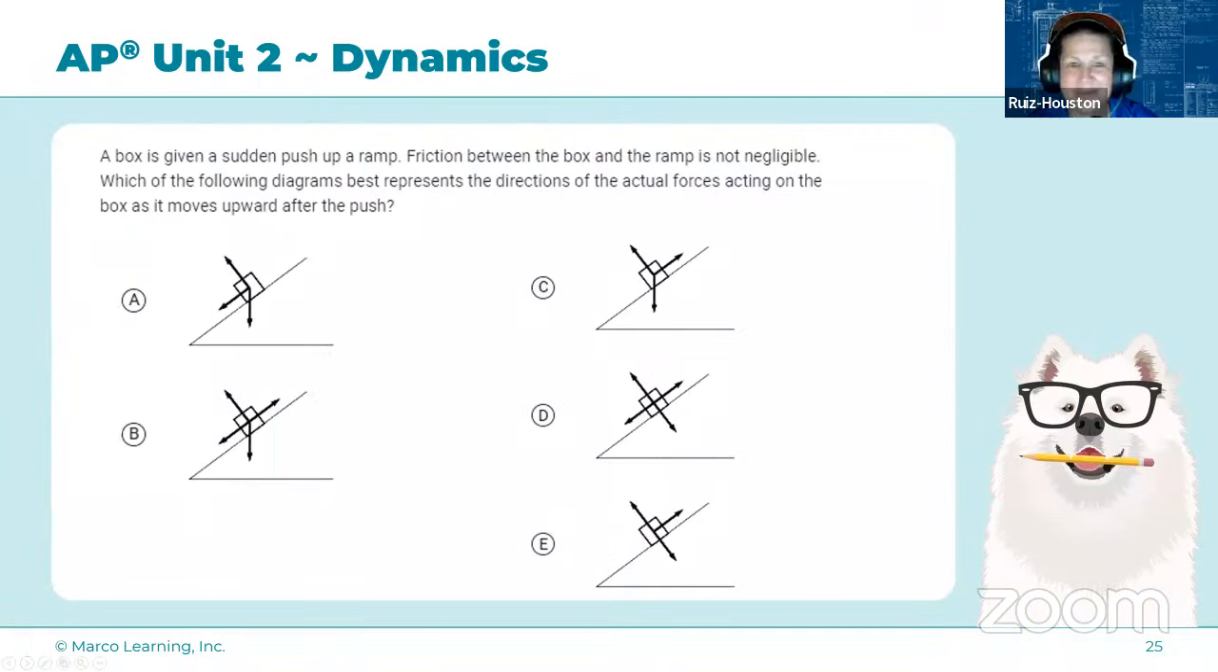So here's an example. All of these boxes are on ramps. The box is given a sudden push up the ramp. Friction between the box and the ramp is not negligible. What does that mean? That means friction is present there. Which diagram best represents the directions of the actual forces acting on the box as it moves upward after the push? I'm going to hold for a second, see if you caught that in the reading of the question, because many people miss it.